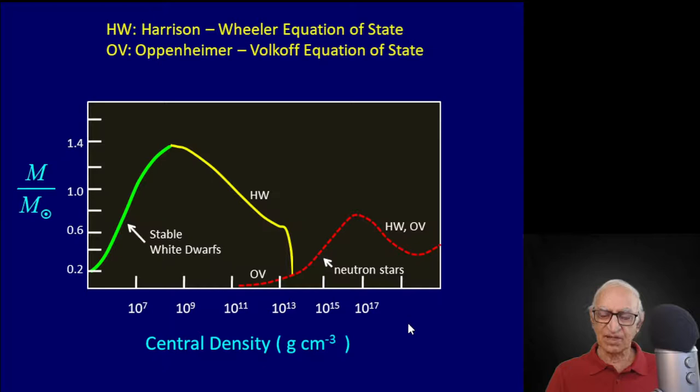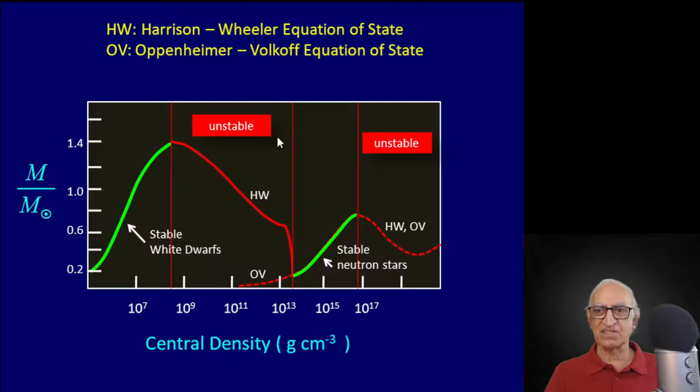Now, let us ask which portion of this curve is stable and which portion of this curve is unstable. In this region, gamma is less than 4/3. Therefore, stars, if you were to form them with any particle that you like, would be unstable. Here also, stars would be unstable.